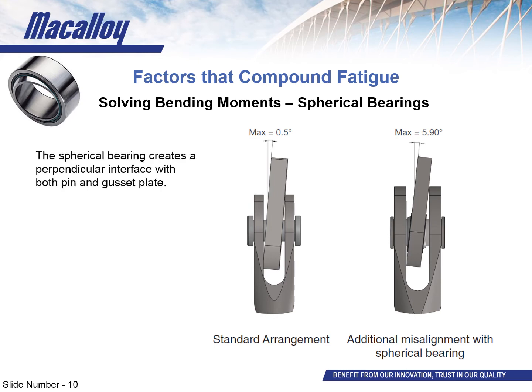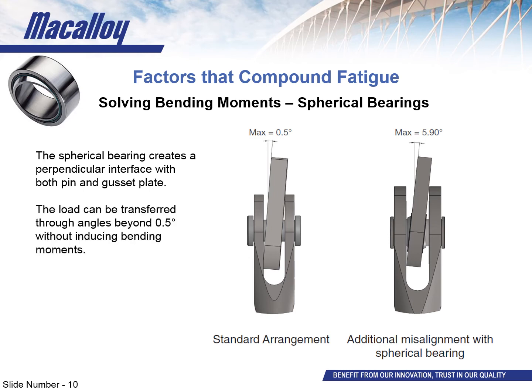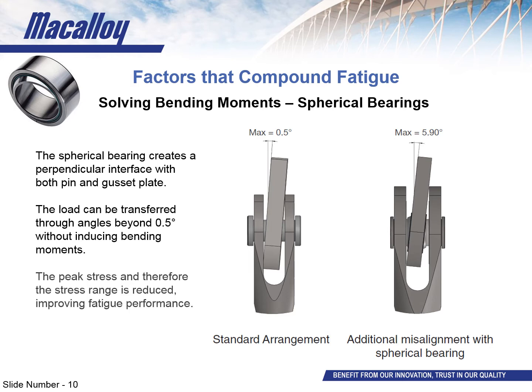Now, the plain spherical bearings that we use are made up of two rings that rotate about one another, so the inner ring and the outer ring of the bearing stay normal to the pin and gusset plate respectively. These bearings can rotate up to an angle of 5.9 degrees, and then the load is transferred through that angle. And because a perpendicular interface is kept to each part of the bearing, no bending moment is introduced into the bar. So with the spherical bearing system, the area that experienced the bending moment in a standard system no longer has that additional source of stress. Now that reduces the peak stress and stress range, thus improving the fatigue life of the system as a whole.